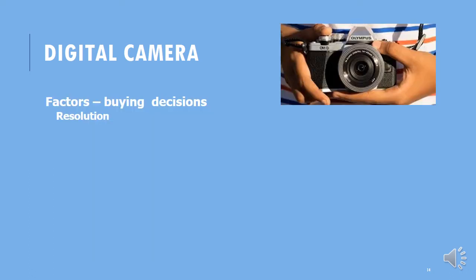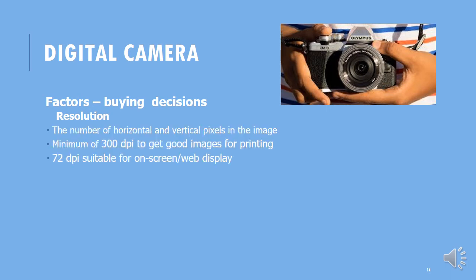When you're buying a camera, check on the resolution. That means the megapixels. So the number of horizontal pixels and then vertical pixels in the image. That is your resolution. And a minimum of 300 dots per inch to get good images for printing. But if you want to put them on a screen, 72 dots per inch is good enough.